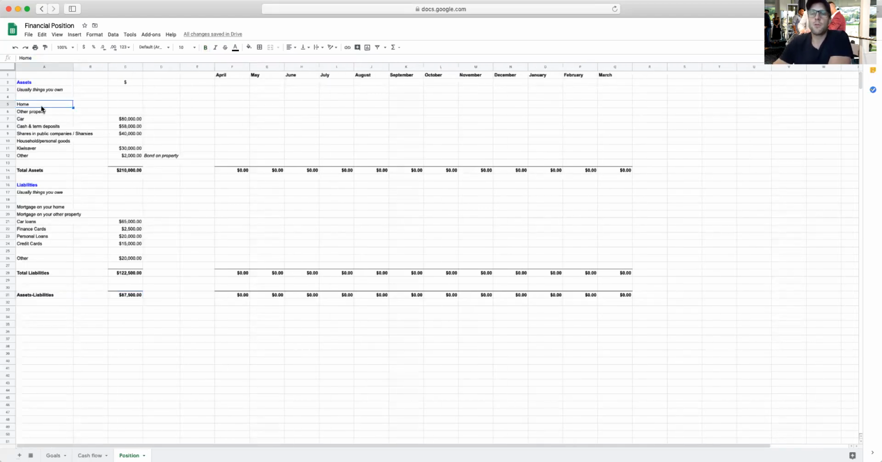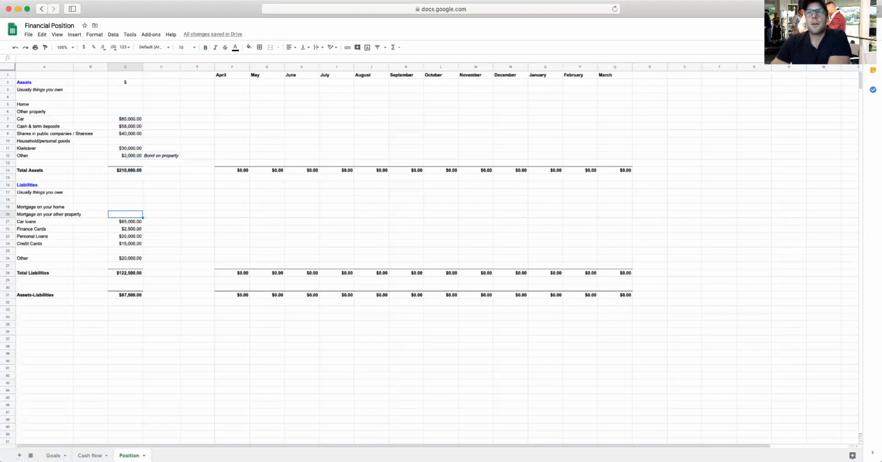Now, if we jump over to the position, which is what you have on hand. This is what they call a balance sheet in accounting terms, and you can enter your assets and your liabilities, and then it'll calculate for you the assets minus the liabilities. So your home, for instance, in this example, this person doesn't own a home, they don't have any other property, but they have an $80,000 car, they have cash and term deposits of $58,000, shares in companies and Sharesies for $40,000, they have their KiwiSaver of $30,000, which a lot of people forget, and then other $2,000, so a bond on a property, so they're obviously a renter.